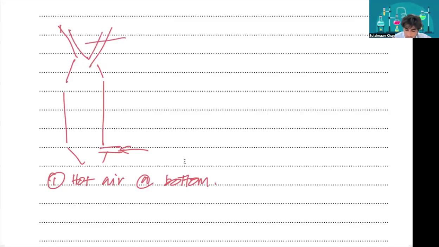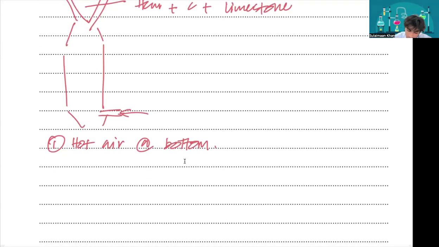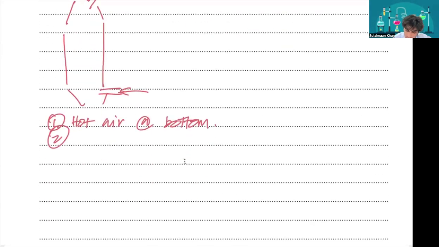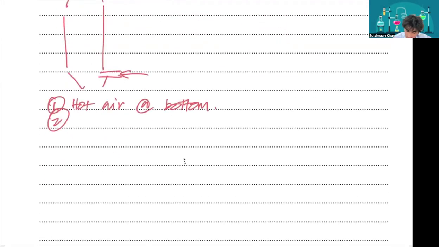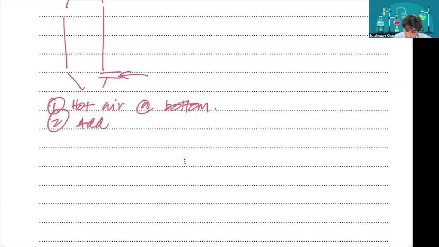When you add hematite here, I'm going to add hematite, coke, and limestone. This limestone is calcium carbonate. So pump in hot air at the bottom, and the second thing is to add all of the above to the blast furnace. Or you could swap their places. First write this and then write this. And then what's going to happen?